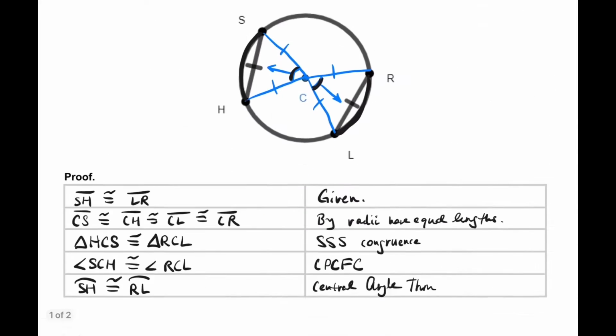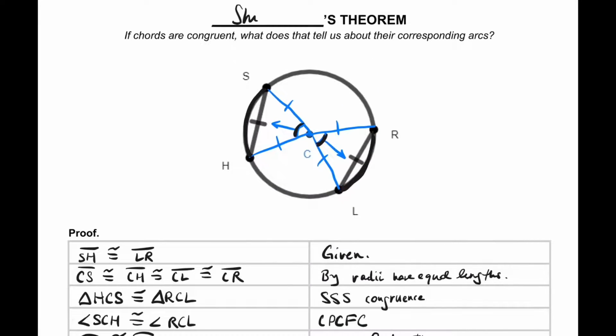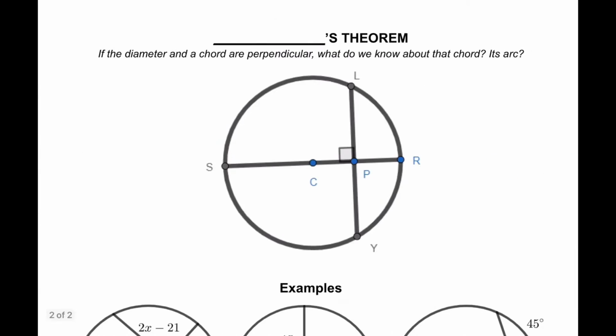Okay, so actually, let's talk about this real quick. The big takeaway from this, from Shirley's theorem, whatever, right? This one is called the congruent chord theorem. So chords are congruent if and only if their arcs are congruent. So chords are congruent if and only if their corresponding arcs are congruent.